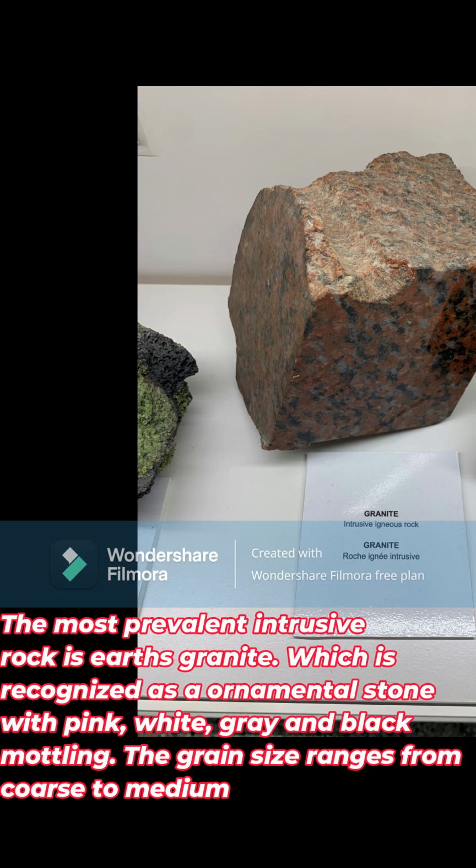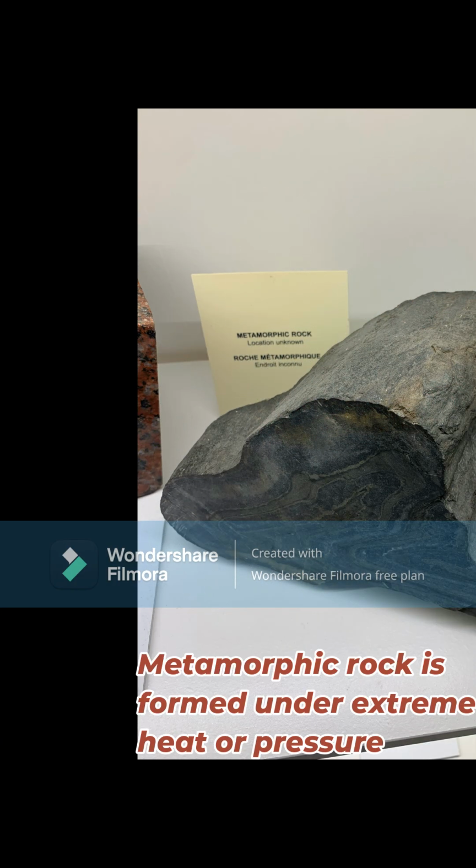The most prevalent intrusive rock is granite, which is recognized as an ornamental stone with pink, white, gray, and black mottling. The grain size ranges from coarse to medium. Metamorphic rock is formed under extreme heat and pressure. Notice that it's very smooth and that it's black, and that it has a very smooth texture.